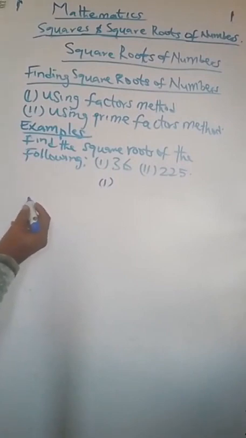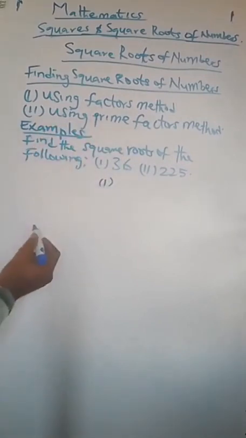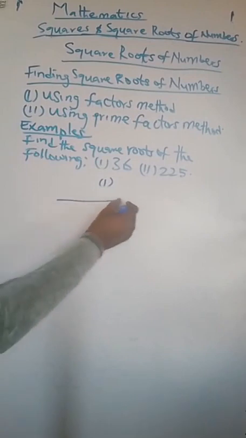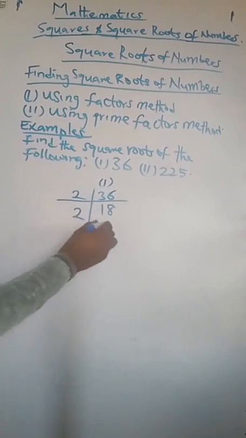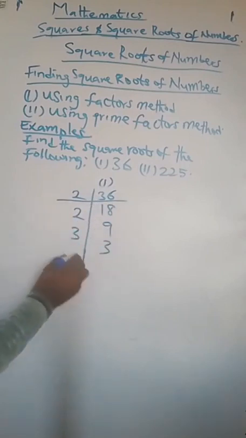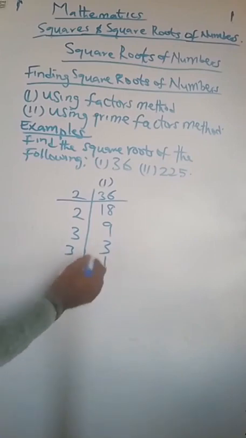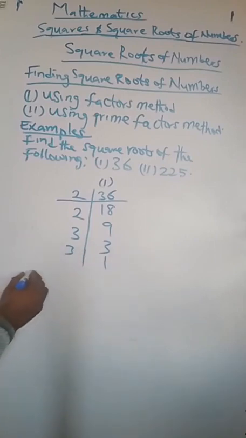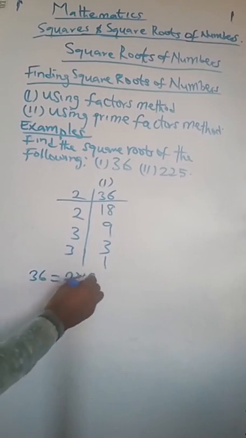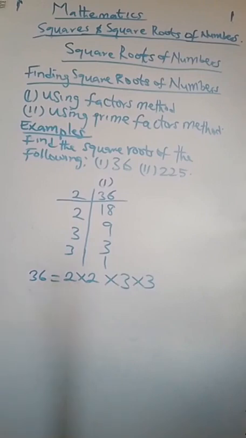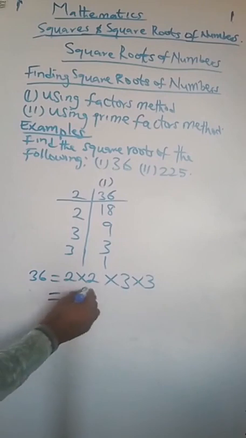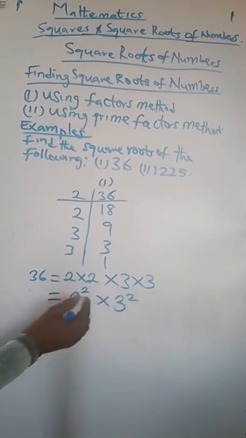Method 2. Under method 2, we are going to look for the prime factors of 36. So, as usual, we draw the table. 36, 2 in 36 is 18, 2 in 18 is 9, 3 in 9 is 3, 3 in 3 is 1. When you get to 1, then you stop. Right? So, 36 is 2 times 2 times 3 times 3. The idea is that you arrange them in square. This will be 2 square times 3 square, a kind of index form.